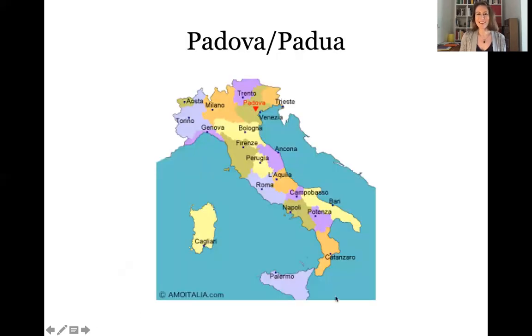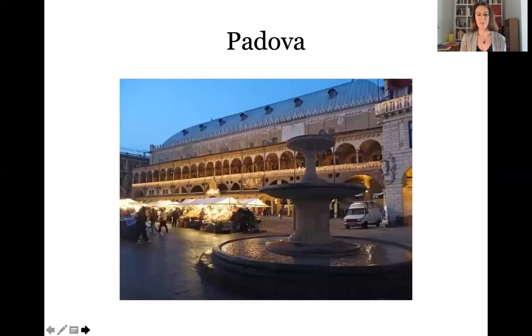So we'll start with where we are. The city of Padova, in English we say Padua, is located here, if you can see my little arrow on the map with that red triangle. So it's in northeastern Italy, and that's what we'll be talking about today. This is a nice shot of the Piazza delle Erbe in Padova, where there's a lovely little market set up on a daily basis that sells fruit and vegetables.